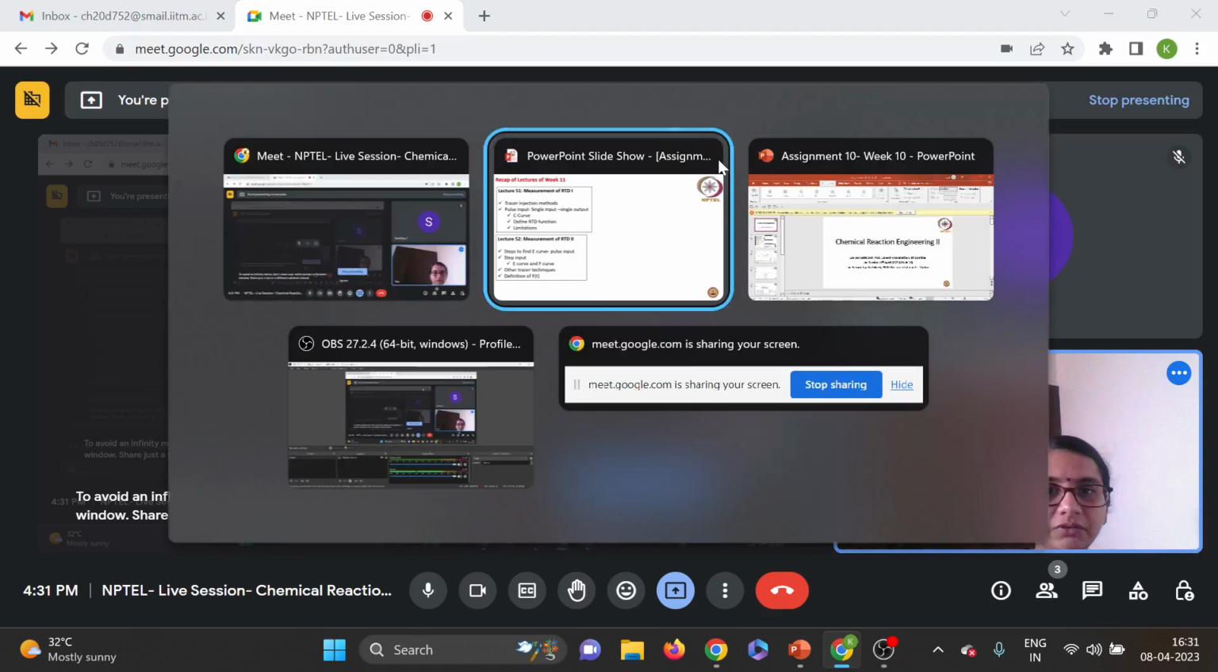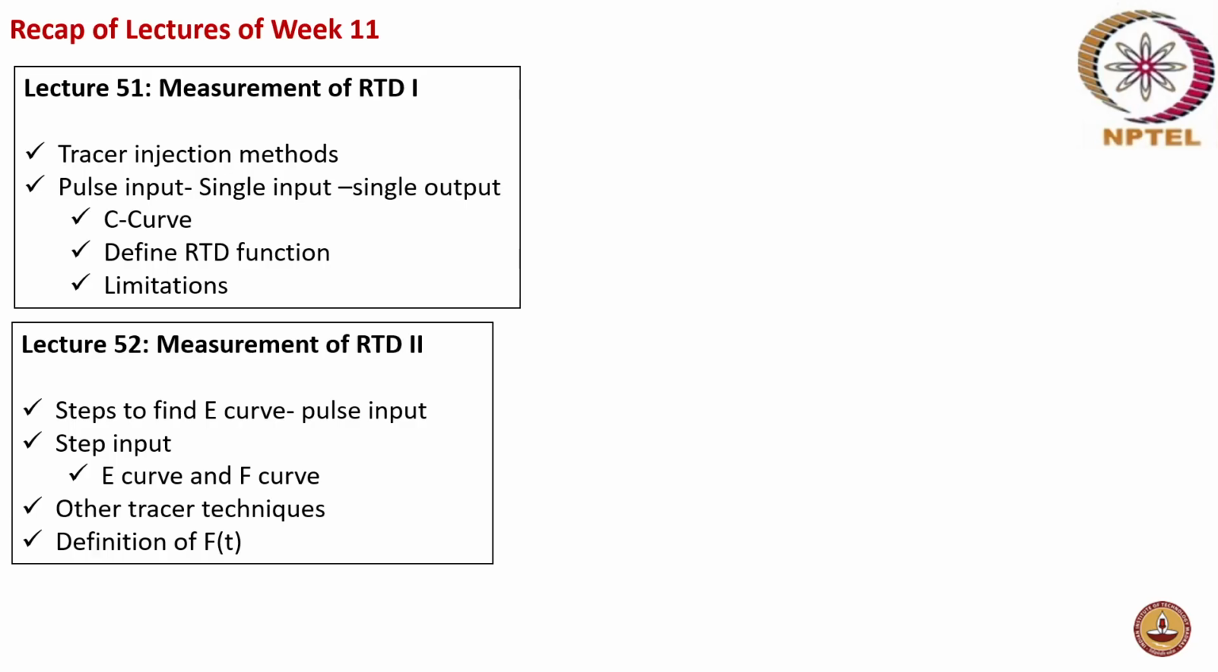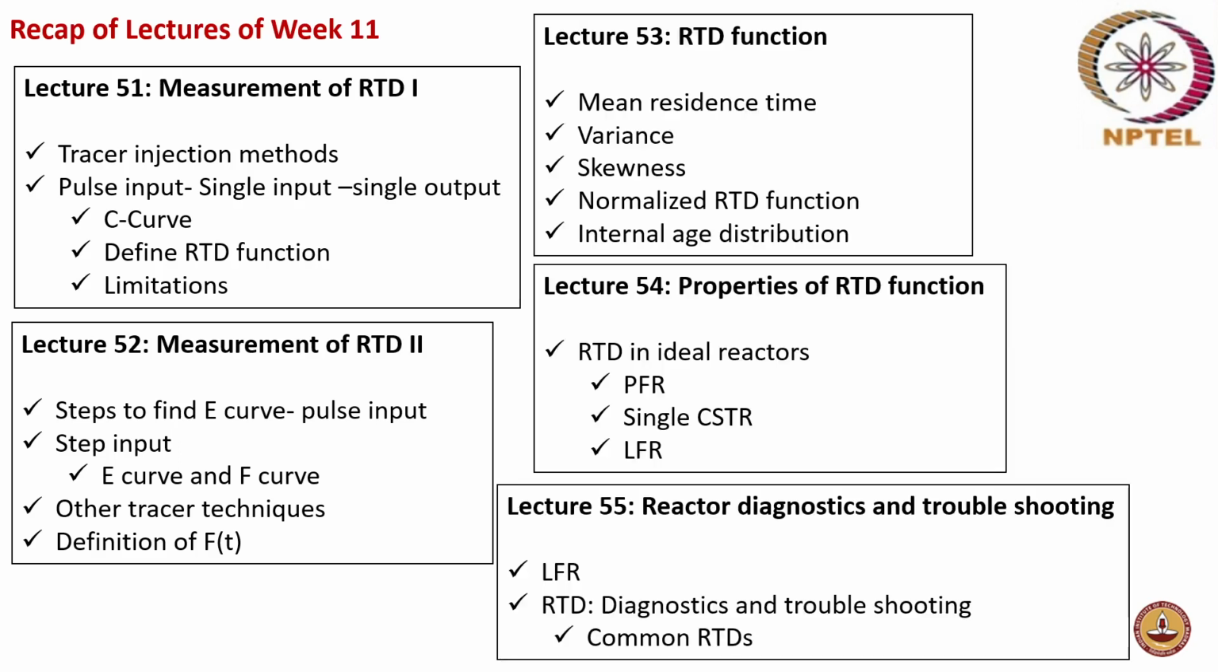Okay, anyway, let's proceed with the recap of this week 11. Week 11 had 5 lectures, all based on the residence time distribution. The first 2 lectures were on measurement of RTD, residence time distribution. In lecture 51, the discussion included tracer injection methods, where 2 major types of tracer injection for identification of the residence time distribution function were discussed. One was the pulse input, the other one was the step input.